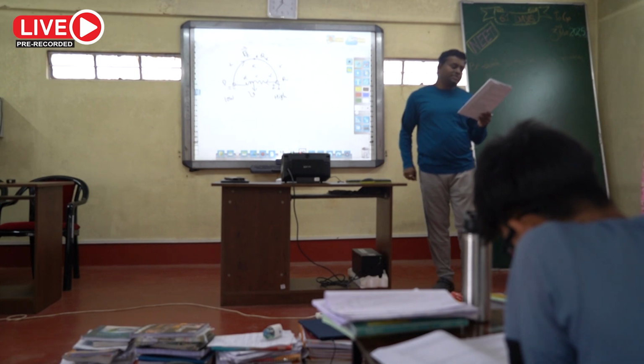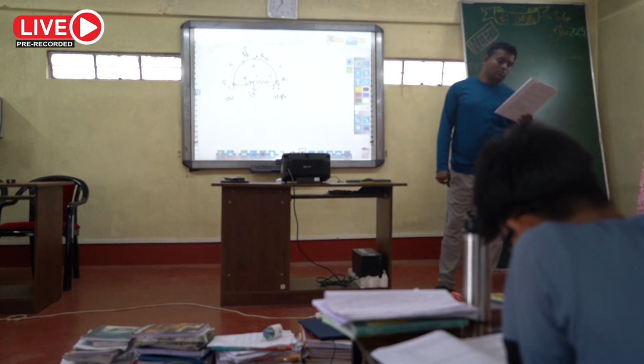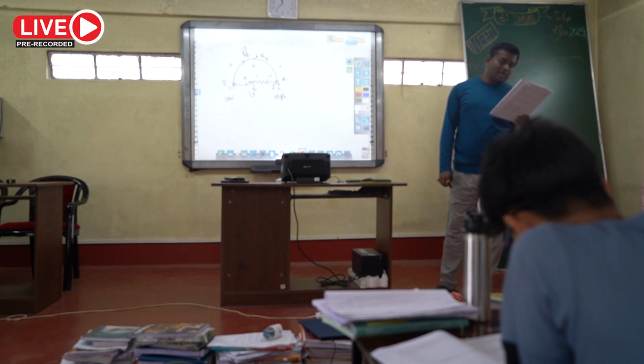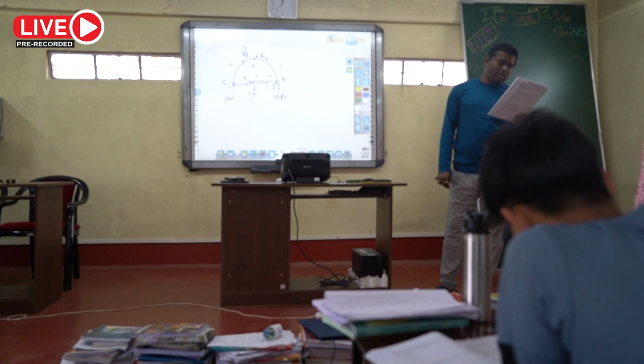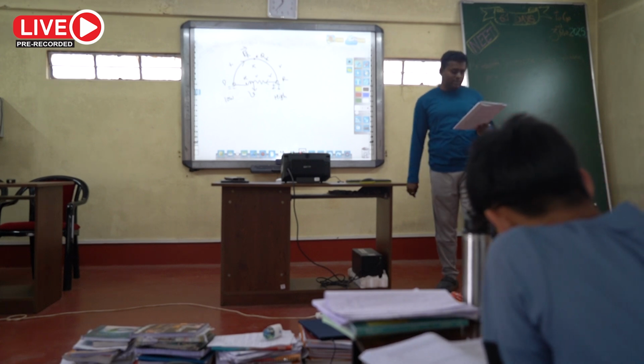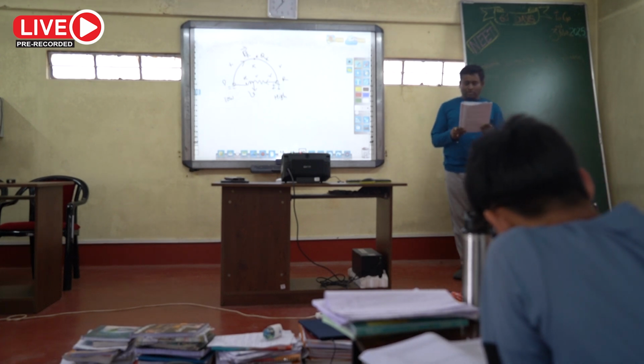A transformer having efficiency 90% is working on 200 volt 3 kilowatt power supply. If the current in the secondary coil is 6 ampere, the voltage across the secondary coil and the current in the primary coil respectively are. That you have to find out.